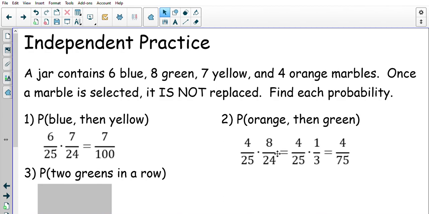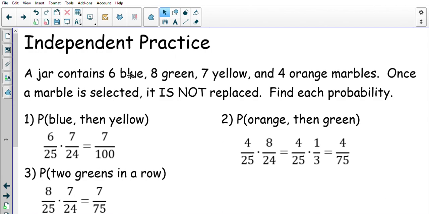Number 3, probability of 2 greens in a row. The first green is 8/25. Our second green is 7/24. We multiply those to get 7/75 for our solution.